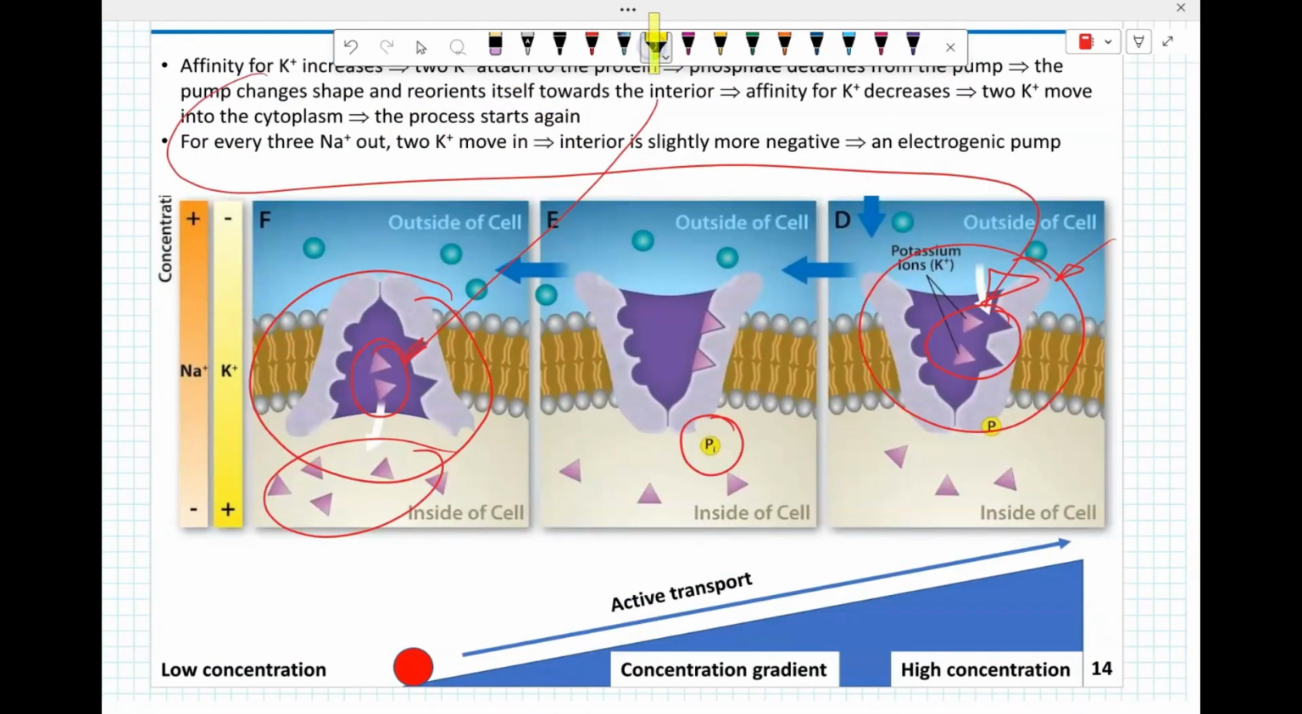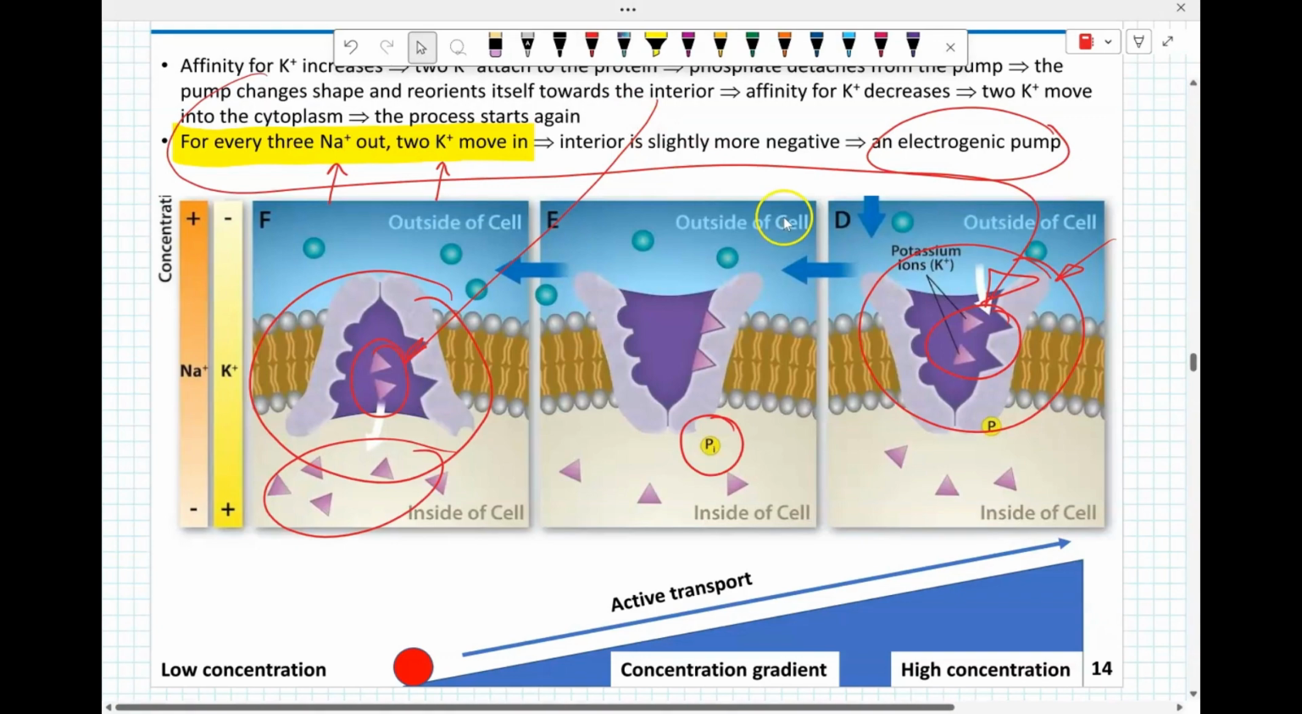So, as a summary, for every 3 sodiums that are moved out, 2 potassiums are moved in. There is a net loss of positive charges from the interior of the cell: every 3 positive charges move out and only 2 positive charges move in. That makes this pump electrogenic. It allows the cell to maintain its electrical gradient.